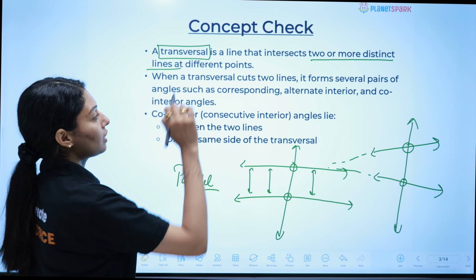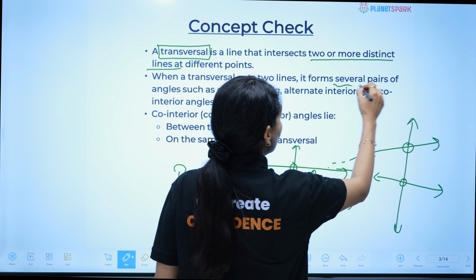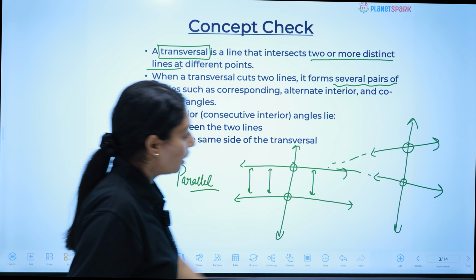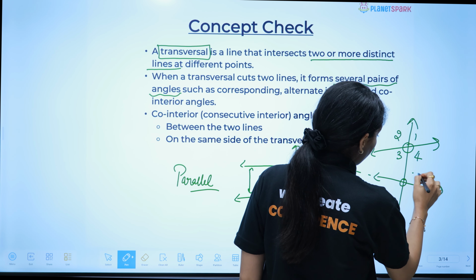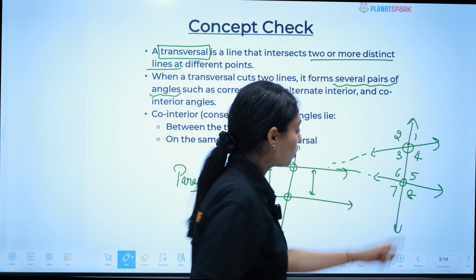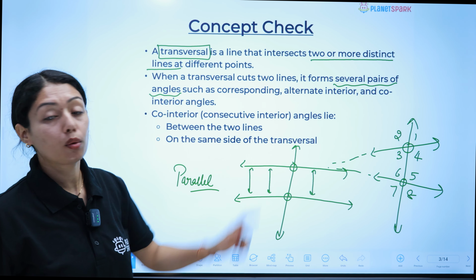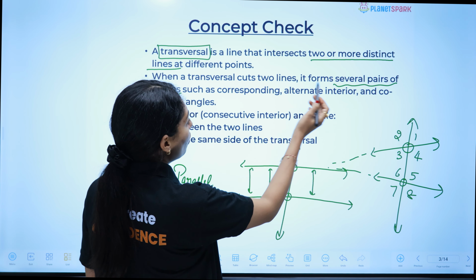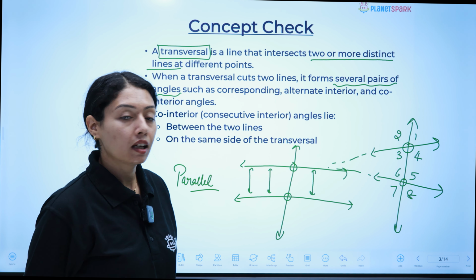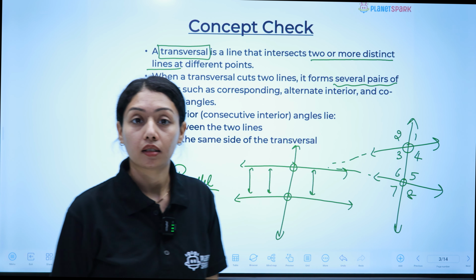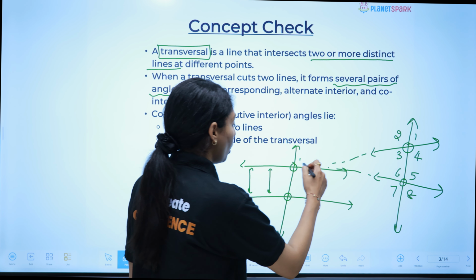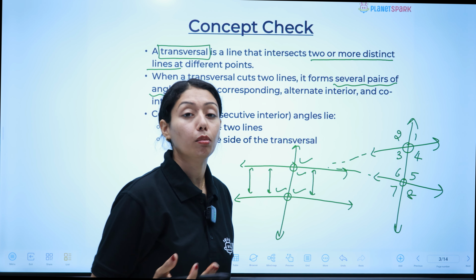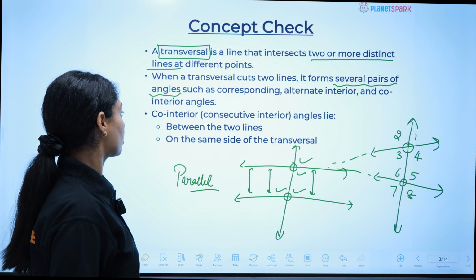Then when a transversal cuts two lines, it forms several pairs of angles, right? Point of intersection पे चार angle यहाँ है, 1, 2, 3, 4, चार यहाँ है, 5, 6, 7, 8, right? So 8 angles will be forming there, in case of one pair of lines. Such as corresponding angles, alternate interior angles, co-interior angles. नाम यहाँ भी वही होंगे, okay, but in this case they won't be equal. In case of parallel lines, the corresponding angles and alternate interior angles will be equal. We'll talk about them in detail also, okay.